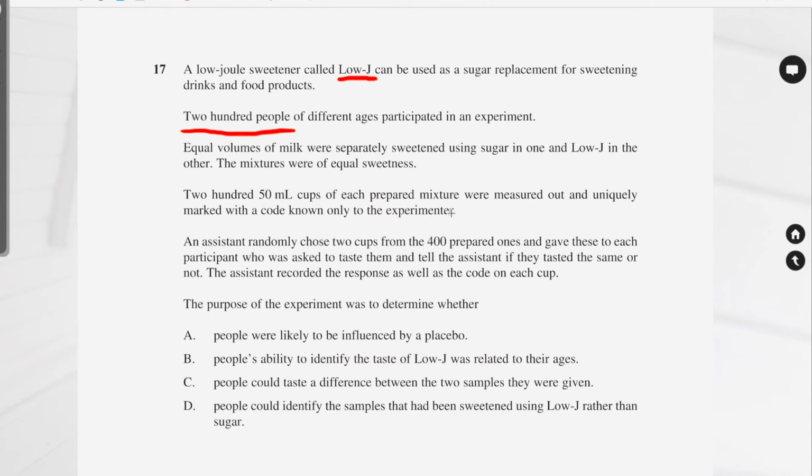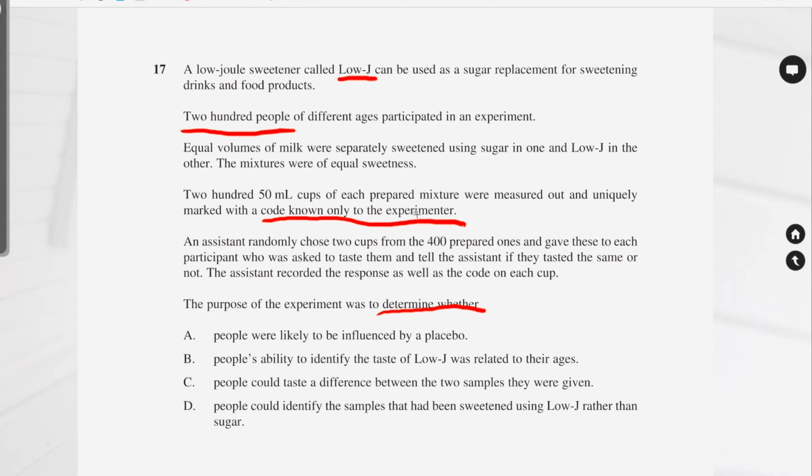250 ml cups of each were measured and put in a unique code known only to the experimenter, which is, of course, a little bit of a problem there. An assistant randomly chose 2 cups from the 500 prepared ones and gave these to each participant, and they tasted them and said whether they tasted the same or not. The assistant recorded the response as well as the code in each cup. Okay, so the purpose is to determine something, and so we're going to get that out of there.